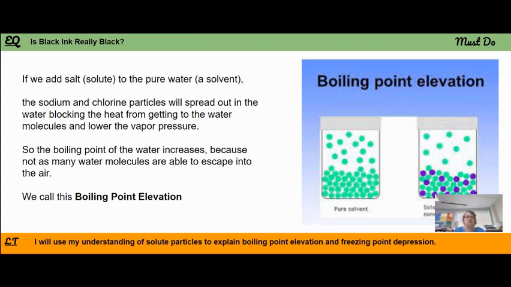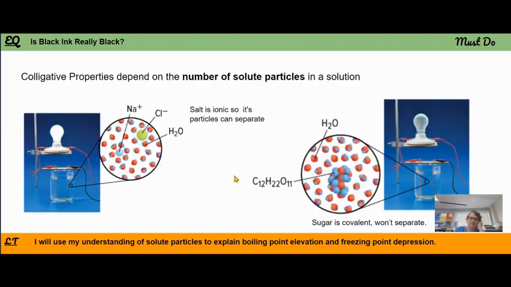The same is true for the melting point. Except it's a melting point depression, which means that if I add salt to ice, or water, it's not going to freeze at the same temperature that just water alone will freeze at. It will freeze at a lower temperature. That's why we put salt on ice.